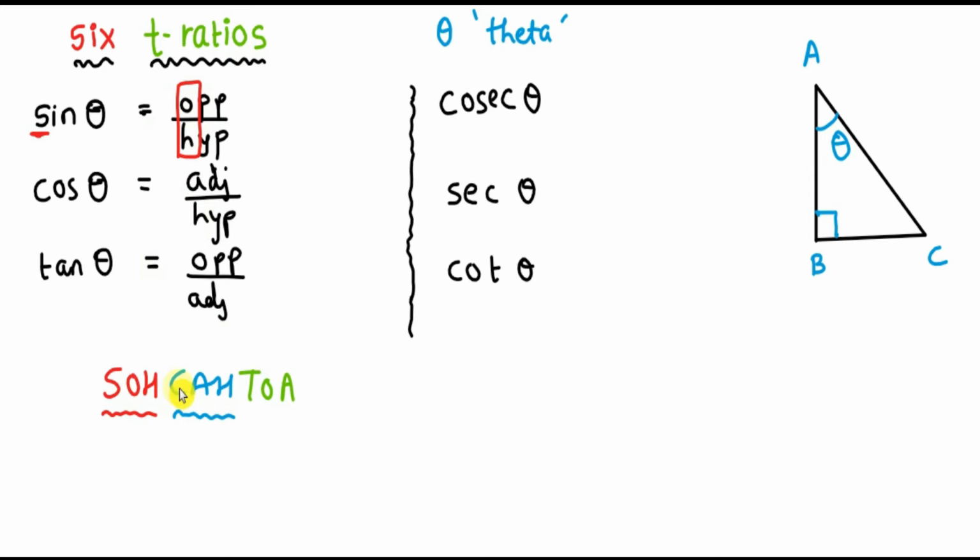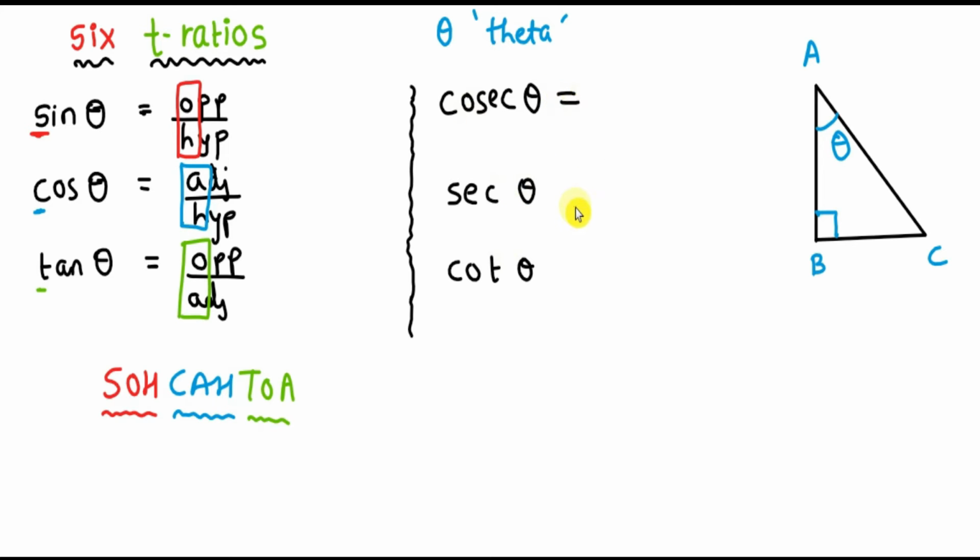Now in CAH, C stands for cos, A stands for adjacent, and H stands for hypotenuse. So cos theta is given by A upon H, that is adjacent side upon hypotenuse side. And in the similar manner, in TOA, T stands for tan, OA, that is O upon A, that is opposite side upon adjacent side. So if you remember SOH CAH TOA, we get the first three ratios without learning them. Isn't it interesting? Now, if we know the first three ratios, that is, if we know SOH CAH TOA, the remaining three ratios can be obtained very easily.